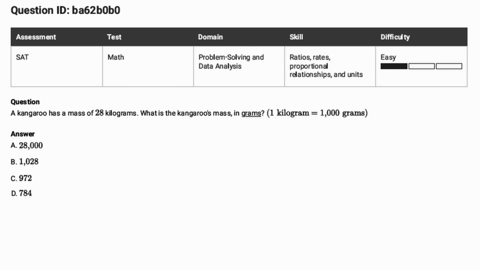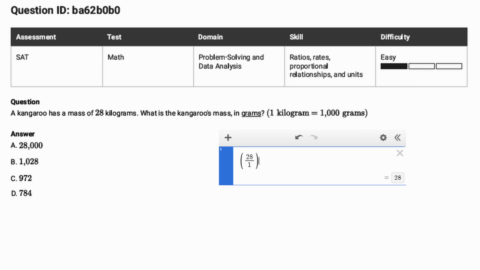And finally, we have unit conversions. Let's read this question. A kangaroo has a mass of 28 kilograms. What is the kangaroo's mass in grams? So for unit conversions, you want to set up what you know first. We know it has a mass of 28 kilograms. So I'm writing 28 over 1.